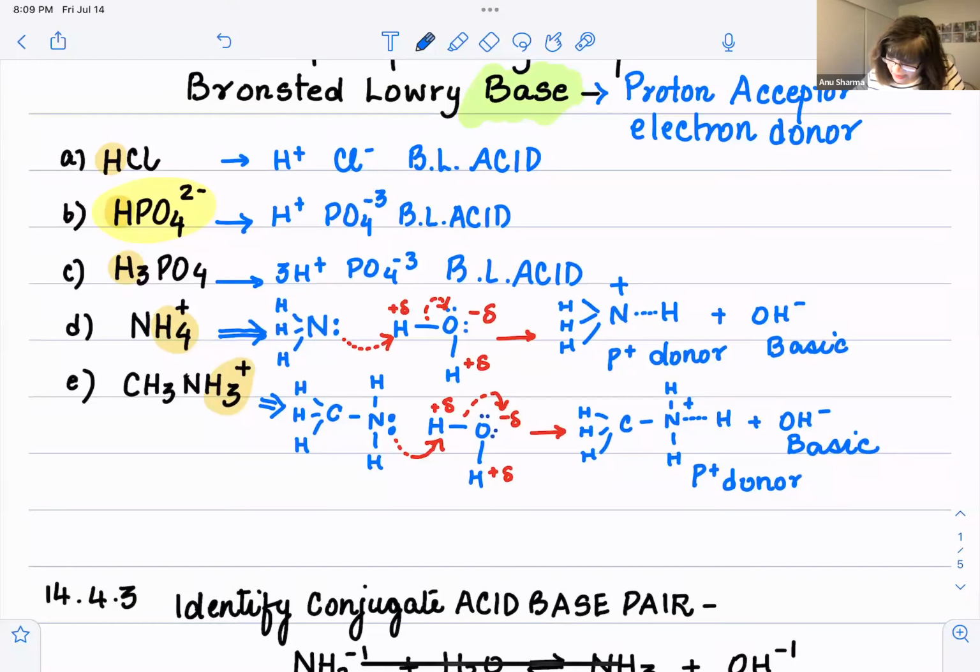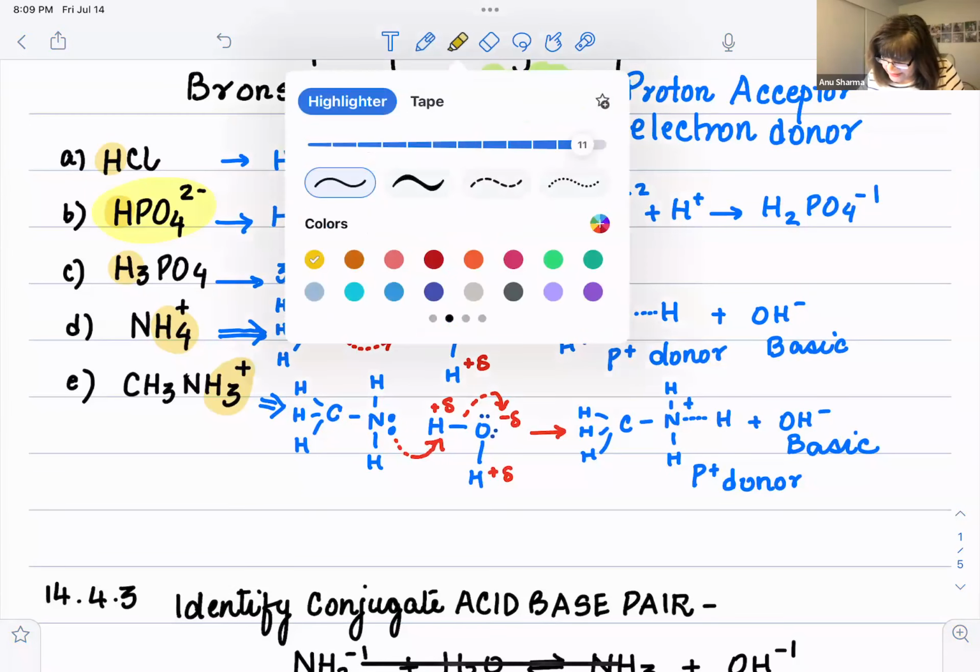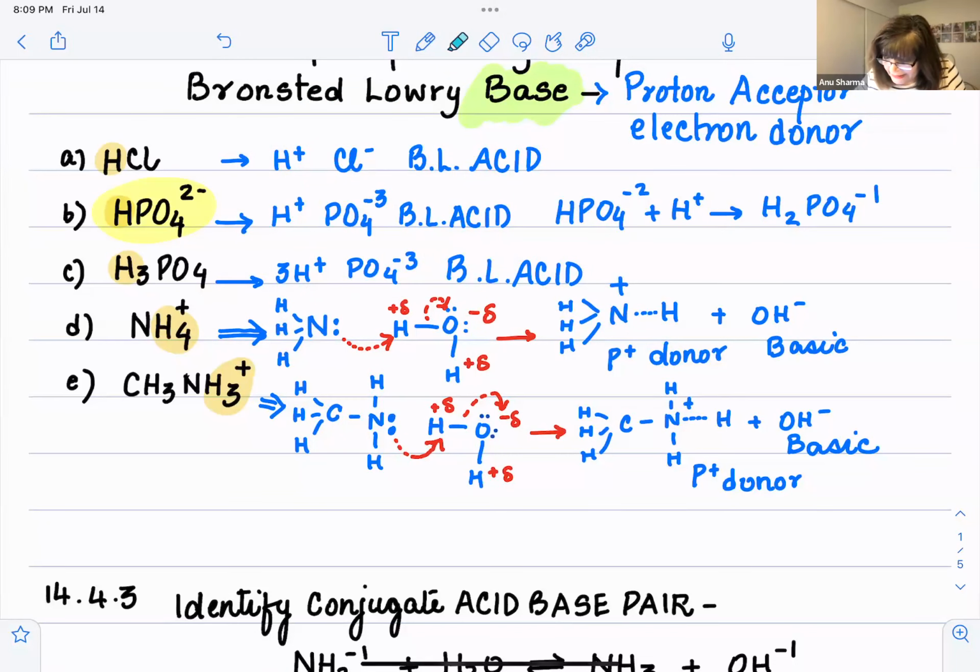So how? Look at this: HPO4 minus 2 plus one hydrogen ion, and then what do you get? You get H2PO4 minus 1. So what do we see? We see that here it is acting both ways. It's acting as a Bronsted-Lowry acid, giving away the hydrogen ion, but at the same time it can also accept a hydrogen ion. So it's acting both ways. So this is a Bronsted-Lowry base. So it's acting both, but all the others are working as acids.